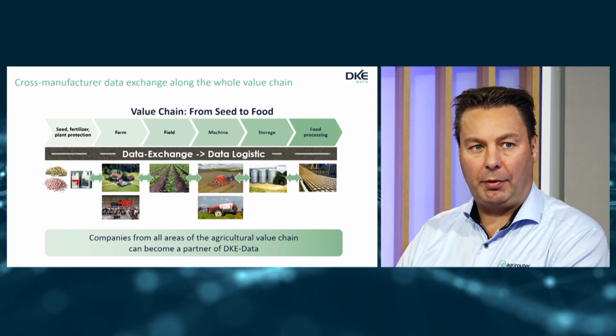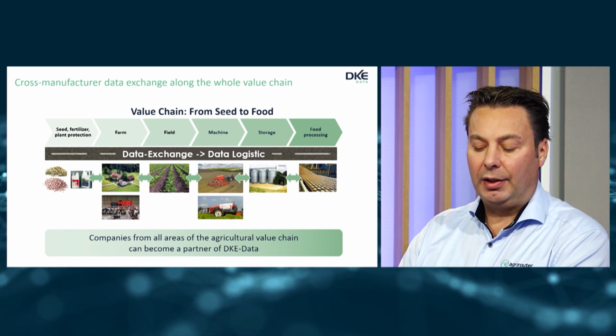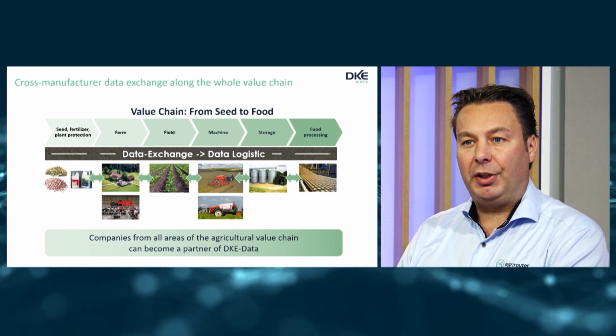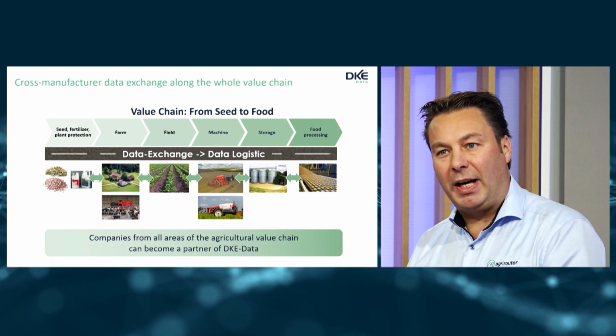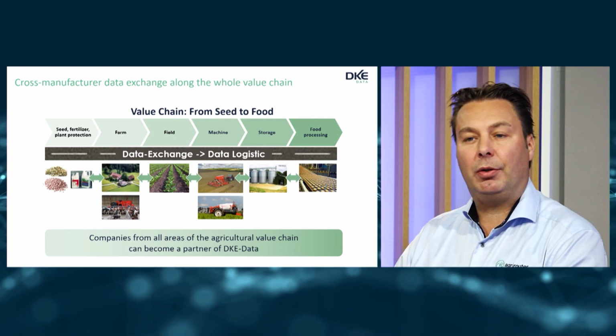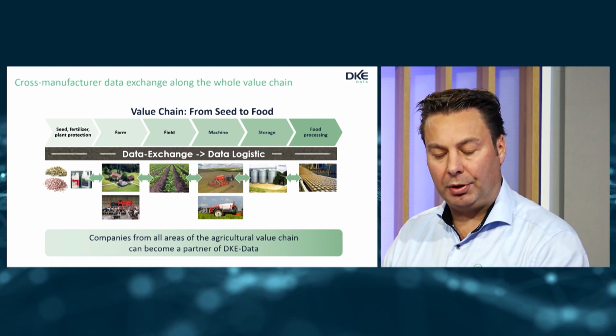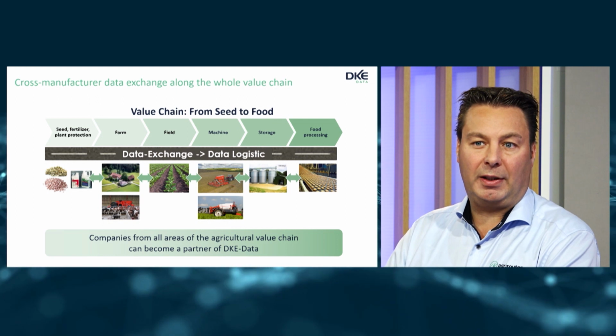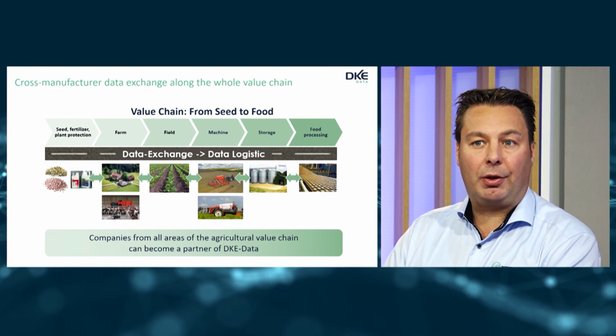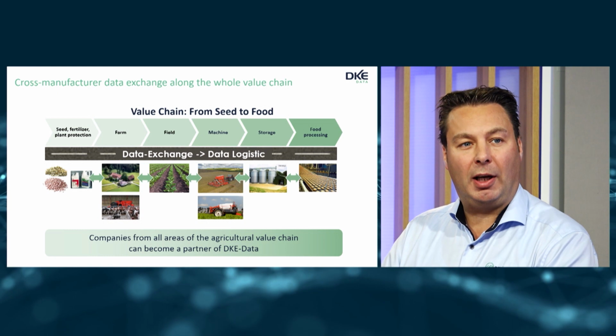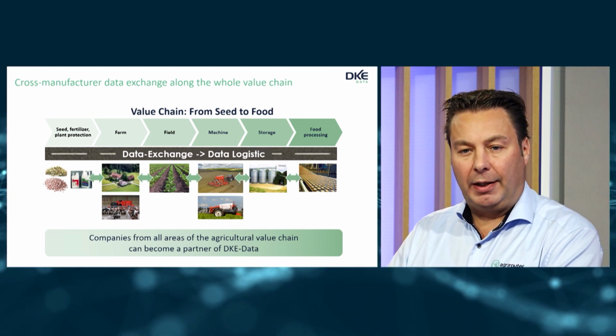We started in arable farming, between the machines and the software products, but today we are going more to the right side, to storage and food processing. We are also going more to the left side, to the livestock part and the input companies. For example, in the livestock area, we are now in contact with some feed mixer companies, including Kuhn, and we are developing the format to exchange the recipe for the feed mixer with different feeding management programs.